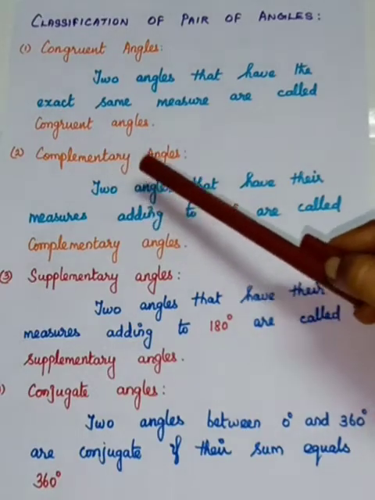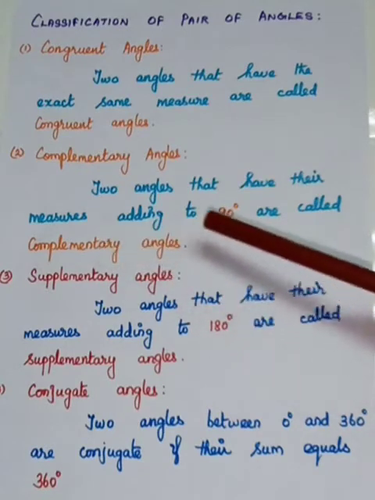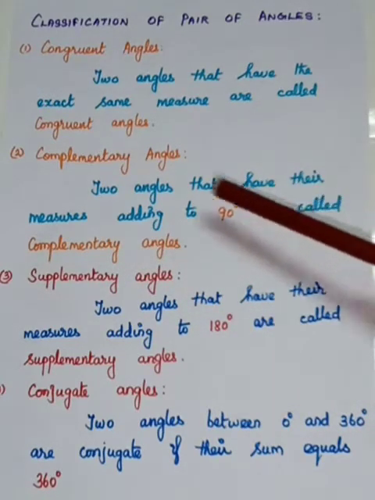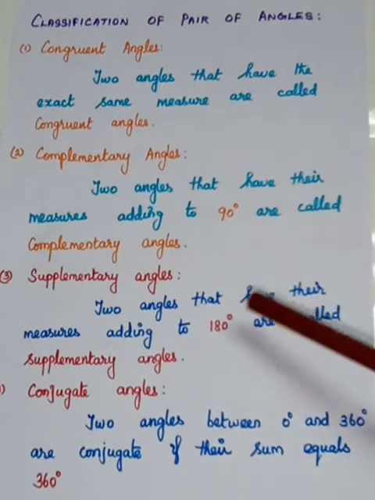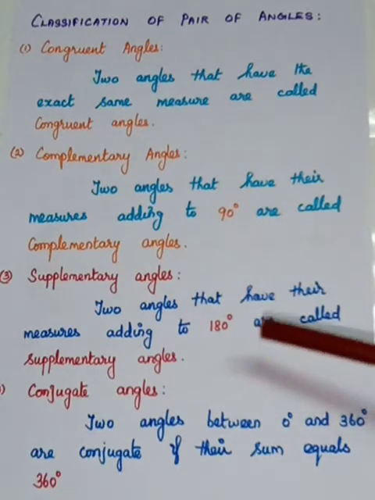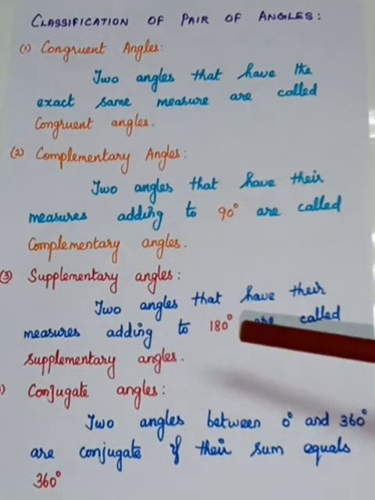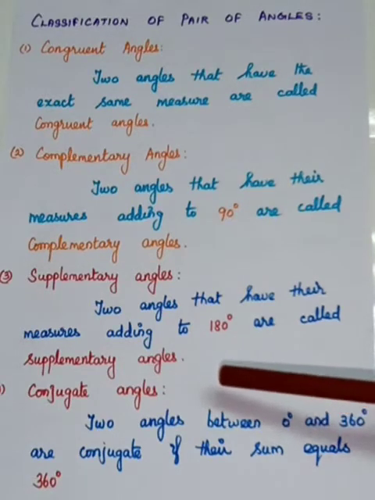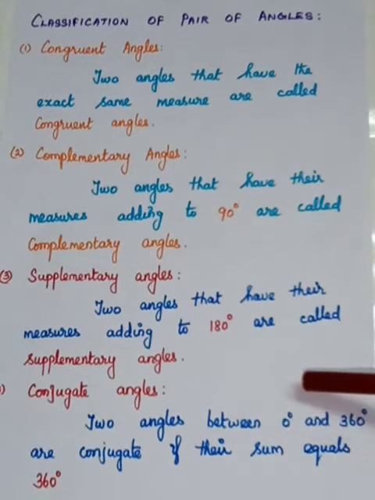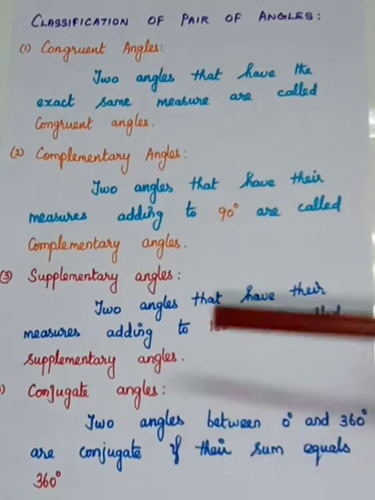Next is complementary angles. Two angles that have their measures adding to 90 degrees are called complementary angles. The next one, supplementary angles. Two angles that have their measures adding to 180 degrees are called supplementary angles. The next one, conjugate angles. Two angles between 0 degrees and 360 degrees are conjugate if their sum equals 360 degrees.